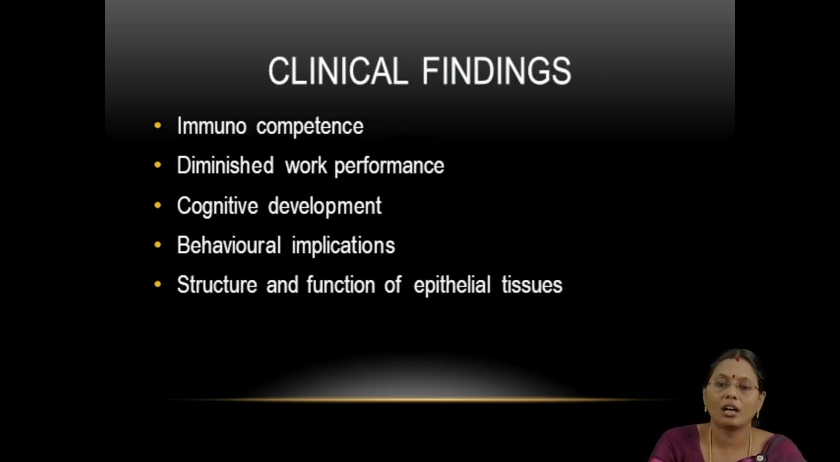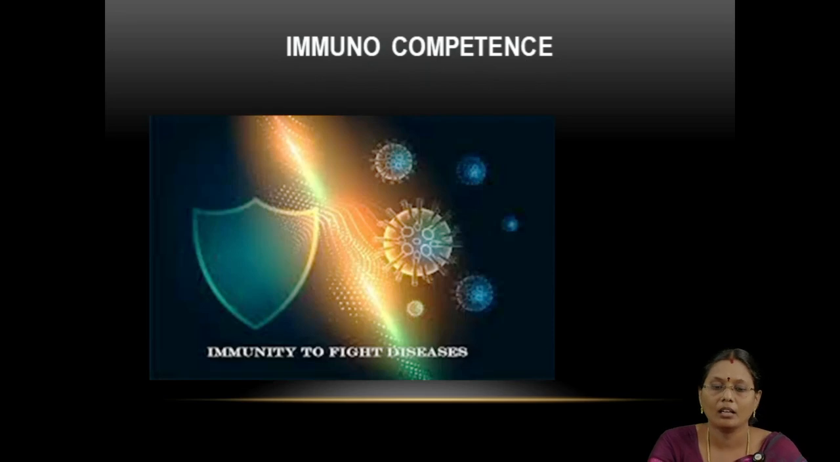These are the symptoms of iron deficiency anemia. Immunocompetence, diminished work performance, cognitive development, behavioral implications, structure and functions of epithelial tissue. Immunocompetence means the ability of the body to produce antibodies. But in iron deficiency anemia, our body will not produce antibodies because T cells and lymphocytes are inhibited. That activity is inhibited due to the lack of iron.